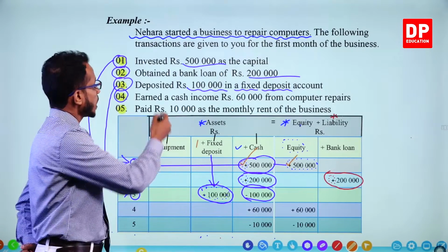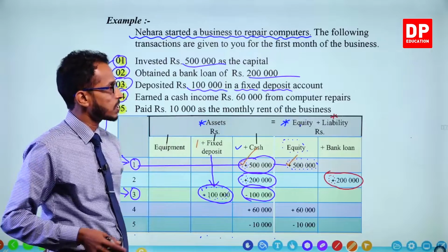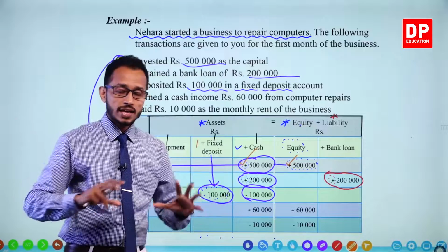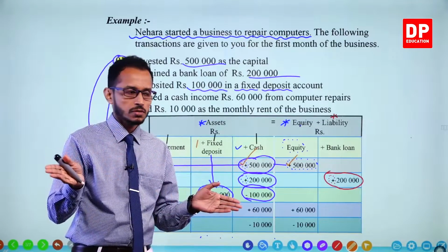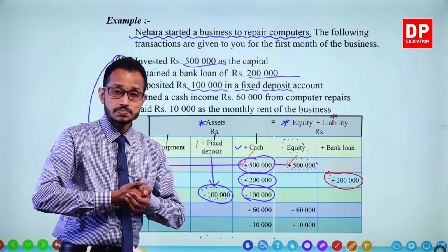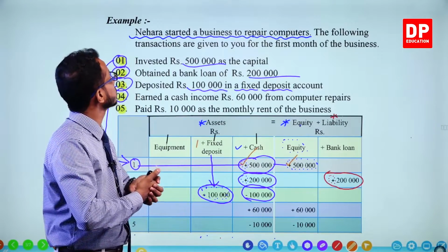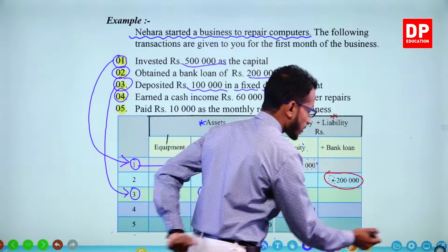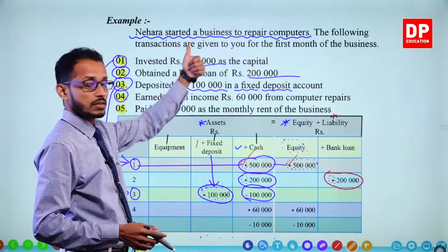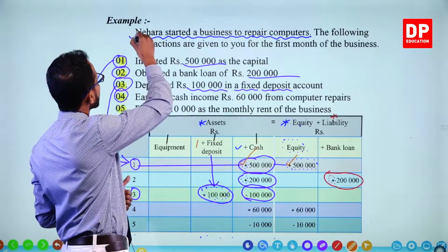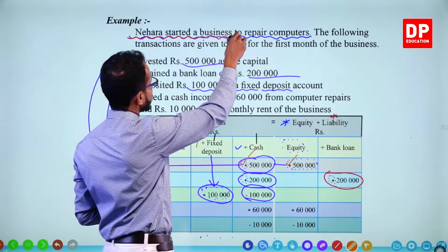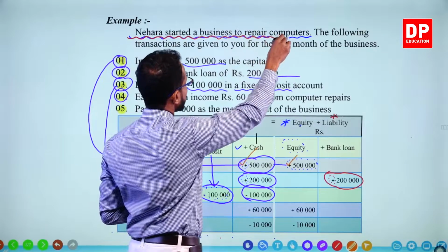Moving on to the fourth. Earned a cash income of 60,000 from computer repairs. Earned a cash income. Nehara must have gone and provided a service to a company or an office. She's a technician. Remember? Nehara, technician, okay? She's repairing computers.